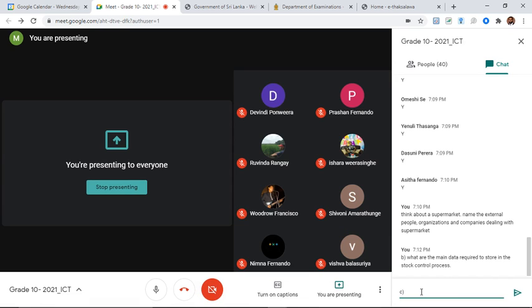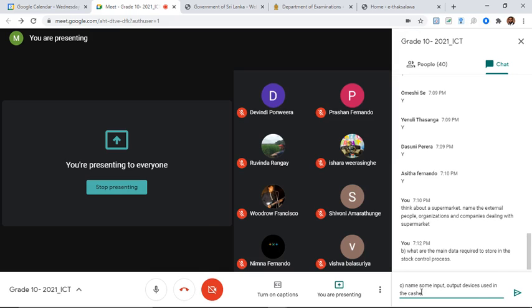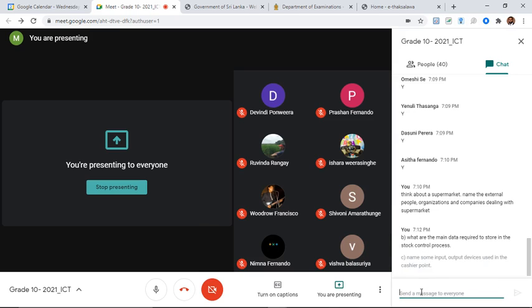Part C. Name some input, output devices used in the cashier point. Name some input output devices used in the cashier point. Many devices are there.